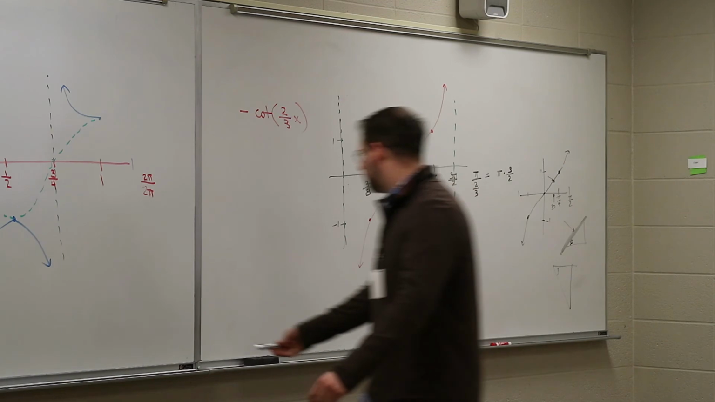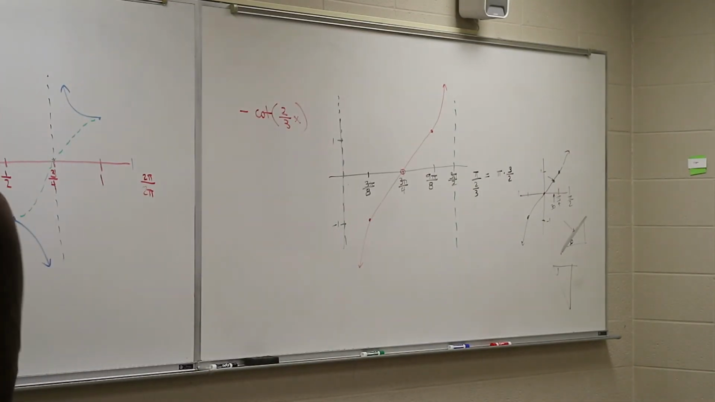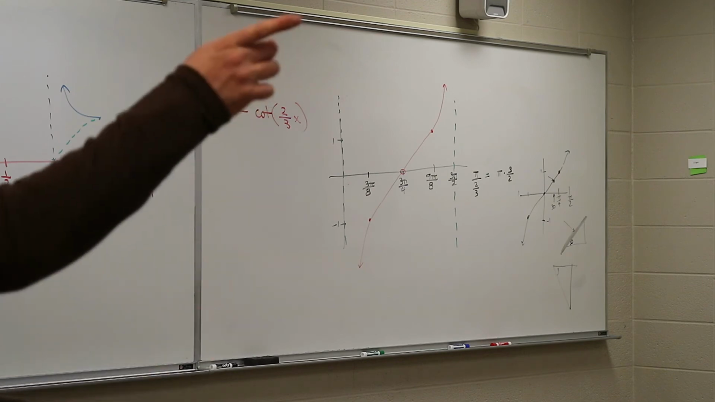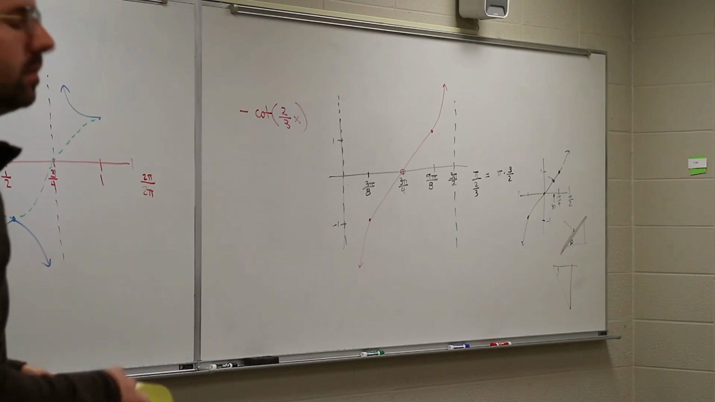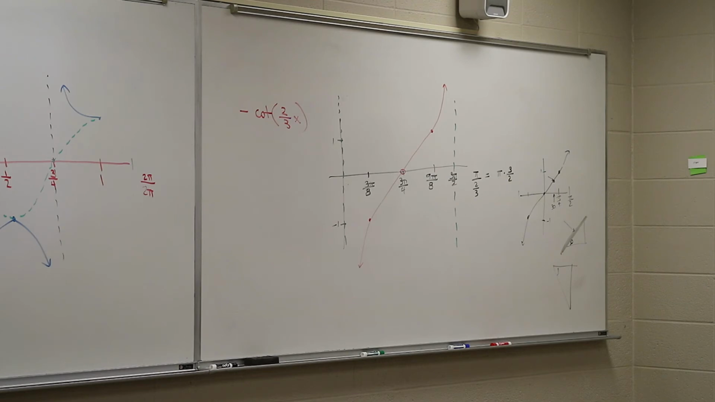All right. Anyways, let's go through. Wait, I have a question. So, when you have two angles and they equal 90 degrees, what's that called? Complementary. When they equal 180, what's it called? Supplementary. All right.